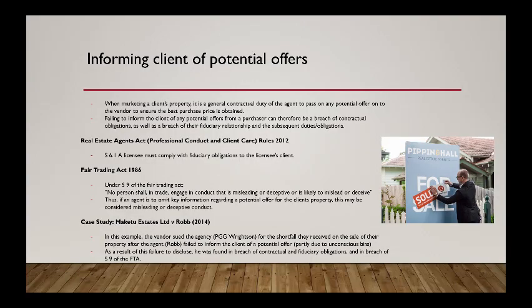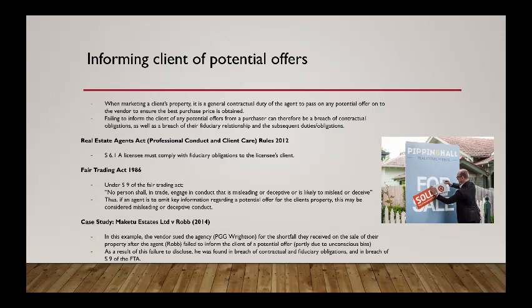When receiving potential offers from purchasers, it is required that the agent is to pass on any potential offers to ensure the vendor gains the best purchase price. While going through the process, the agent must follow the professional conduct and client care rules as well as the Fair Trading Act. Failure to do so will result in a breach of contractual obligations and duties. The agent will also be breaching the fiduciary relationship between both parties.